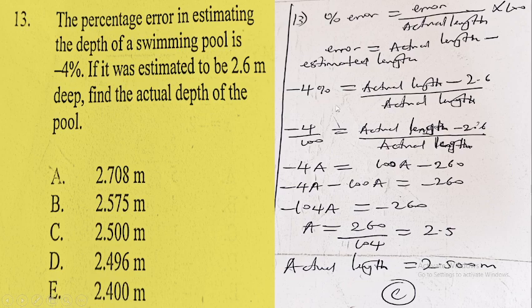So we have minus 4% as the percentage error equals to actual length, and we are given the estimated depth, which is 2.6. To make this work tidy, I can represent this actual length with A. So minus 4%, which is minus 4 over 100, equals actual length minus 2.6 over actual length. I'll represent this actual length with A so that it can be easy for us to write.